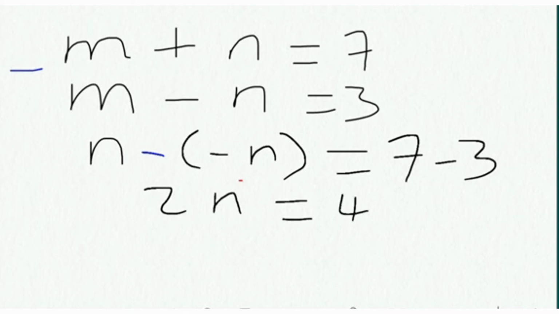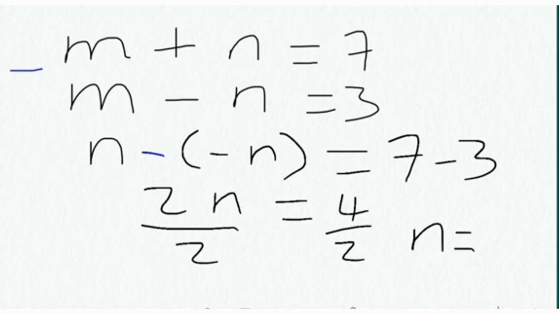2n is equal to 4. For you to remove 2 from this side of n, look at the sign between 2 and n. There's a multiplication sign there. And the opposite of multiplication sign is division. So meaning we have to divide both sides by 2 to get the value of n. Divided by 2, divided by 2. And n is equal to 4 divided by 2 is equal to 2.